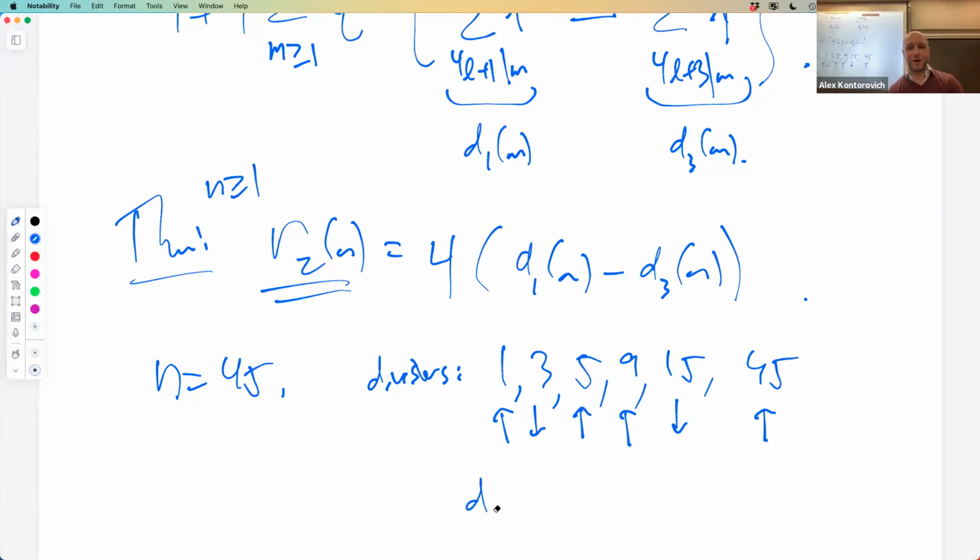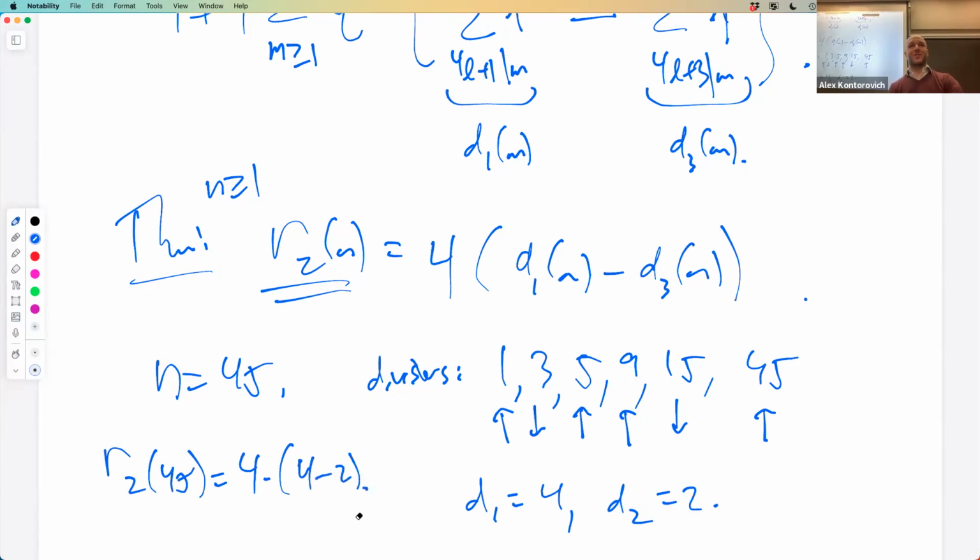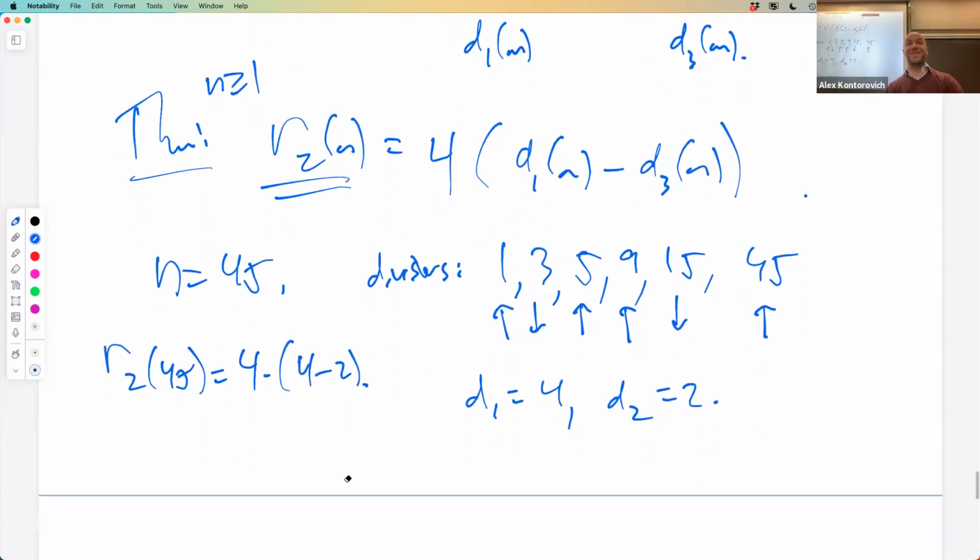Okay, so D1 is how many up arrows there are. 1, 2, 3, 4. D1 is 4. D3 is how many down arrows there are. 1, 2. D1 minus D3 is 2. So R2 of 45 is 4 times 2. I'll write it as 4 times (4 minus 2). Exactly right.